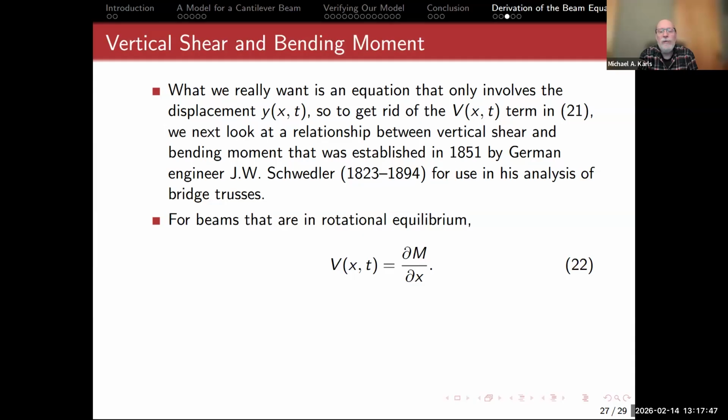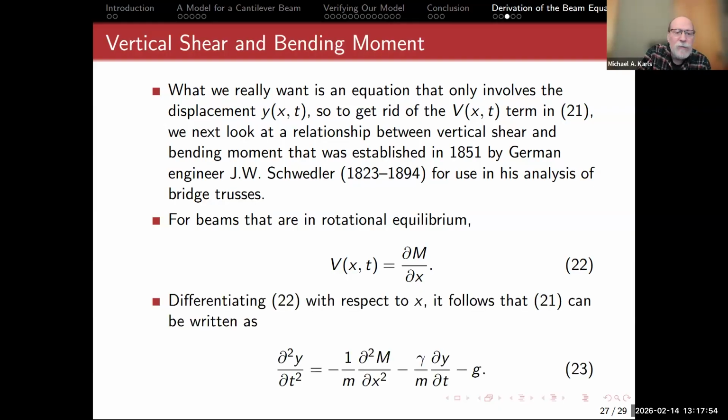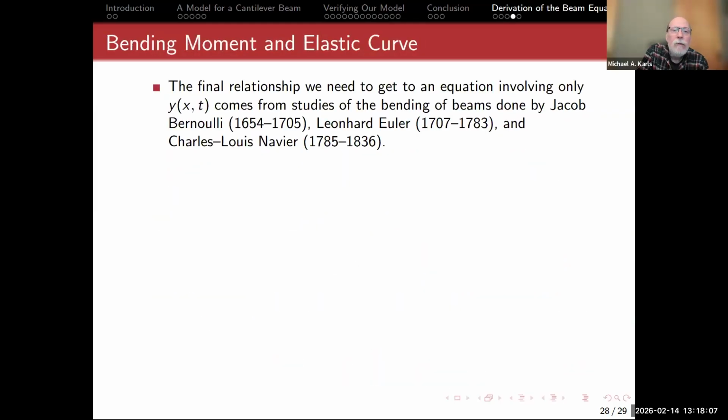So for beams that are in rotational equilibrium, the vertical shear is equal to the derivative of the bending moment with respect to x. If we differentiate 22 with respect to x, it follows that 21 can be written as follows. So now we have a relationship between y, the displacement, and bending moment M. And the final relationship we need to get an equation involving only y of x,t comes from the studies of the bending of beams done by Jacob Bernoulli, Leonhard Euler, and Charles Louis Navier.